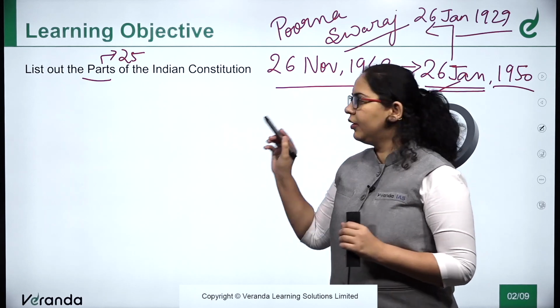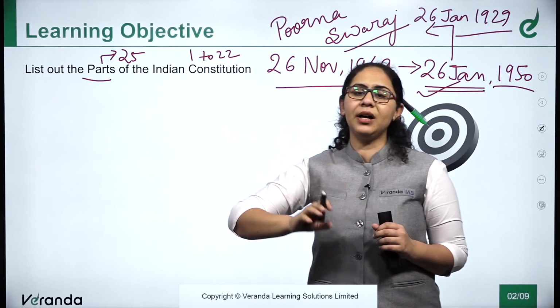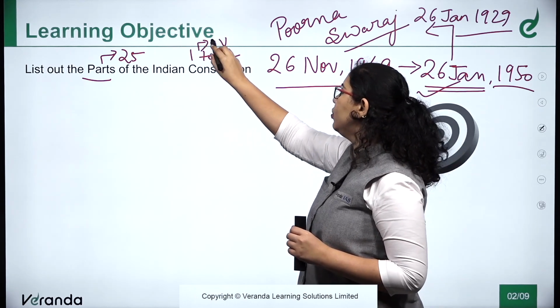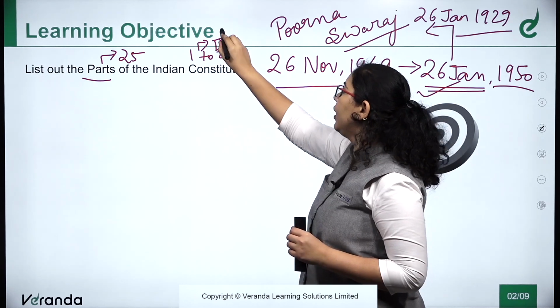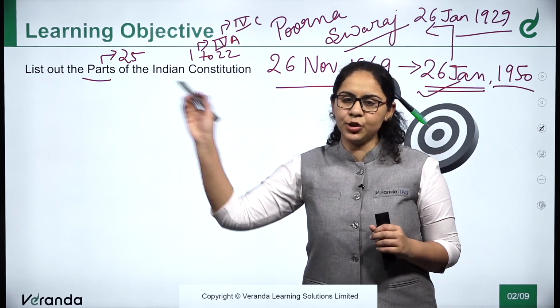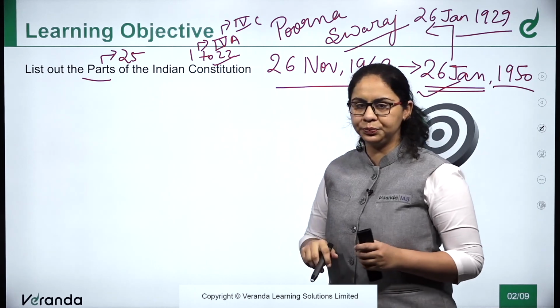For example, we have from 1 to 22 parts, and we have added 3 parts in between. If we are adding any new article or new part, we will be naming it as 4A, 4B, 4C, 5A, 5B, 5C and so on. So the digits, if you will see, are the same from 1 to 22.